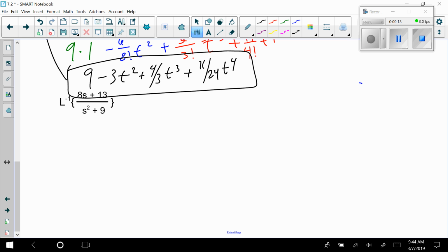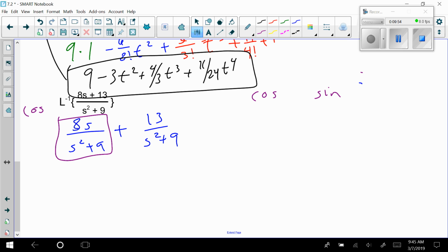Instead, we would need to break this as 8s over s squared plus 9 plus 13 over s squared plus 9. Here, this one gets tricky. We haven't done a whole lot so far with these transforms, so it's tough to have them completely memorized. But when I have an s up top and then an s squared on the bottom, I instantly think cosine. When I see a number up top and then s squared on the bottom, plus something, I'm instantly thinking sine. So I think that this one here is going to be some type of cosine.